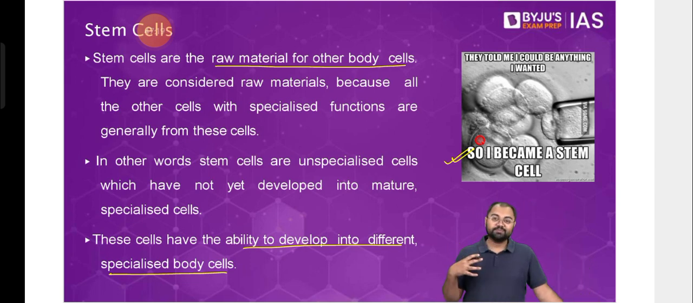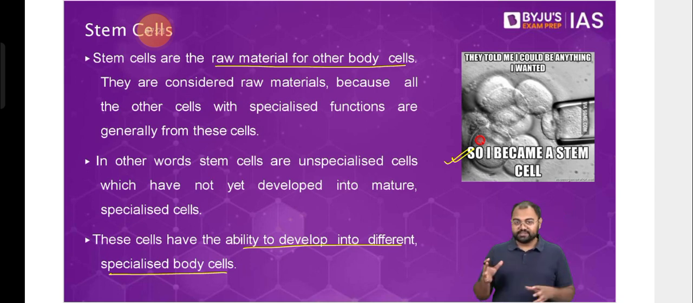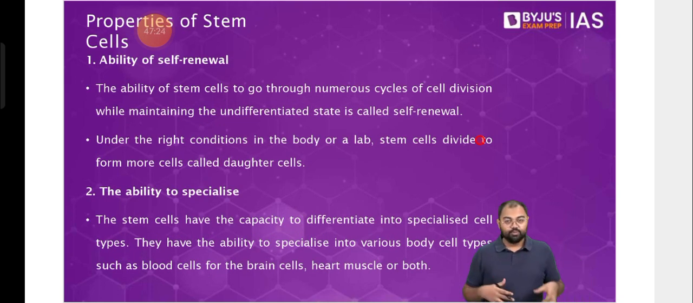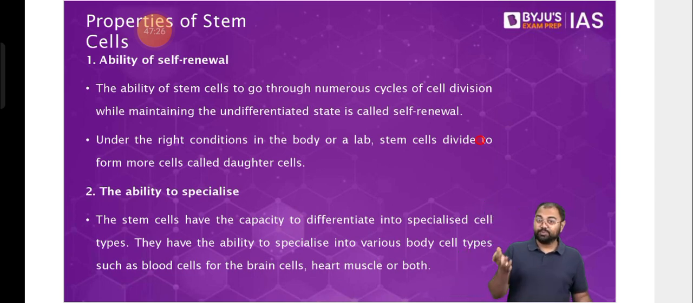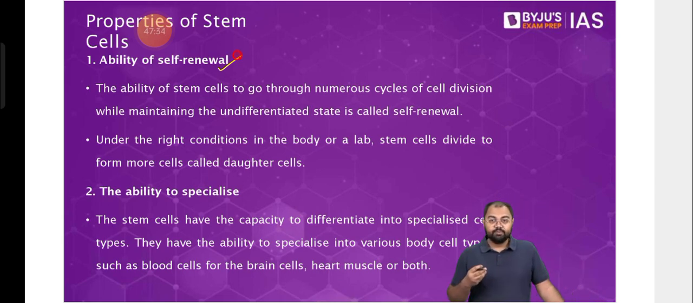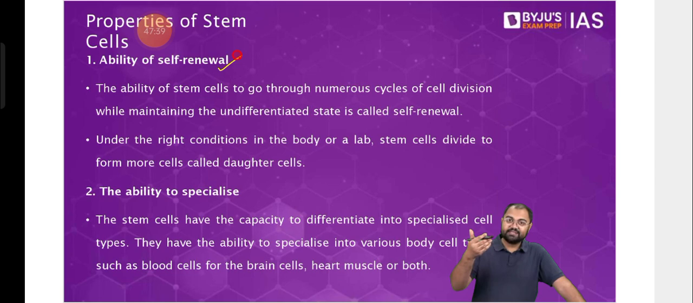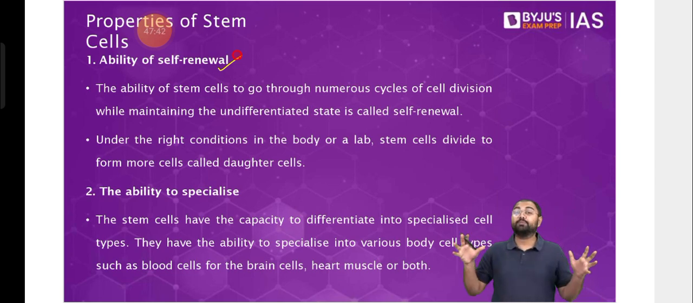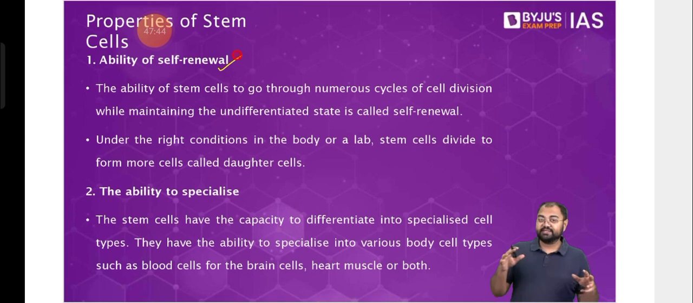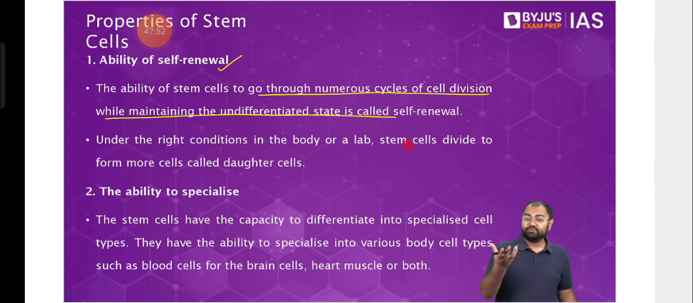Now, when it comes to stem cells, understand two properties. Why exactly are we so excited about stem cells, and why is there so much research going on with regard to stem cells? First is their ability of self renewal. They can renew themselves, meaning that before the stem cells start to specialize, there would be multiple cycles of cell division. These multiple cycles of cell division will ensure that there are multiple copies of stem cells available. After they have completed all these cycles and there are multiple stem cells available, this is where they start to specialize. So they go through numerous cycles of cell division while maintaining the undifferentiated state. This also means that if we have to use stem cells, there will be multiple copies of these stem cells available for us.